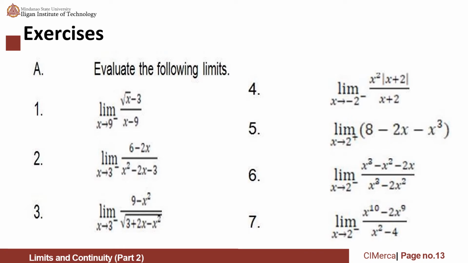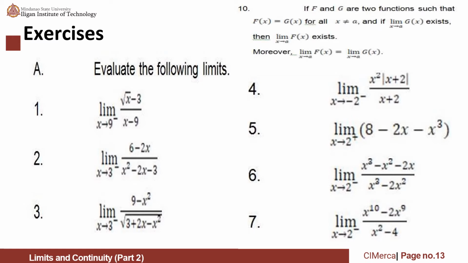In solving these exercises, we use Theorem 10, which says: if f and g are two functions such that f of x equals g of x for all x not equal to a, and if the limit of g of x as x approaches a exists, then the limit of f of x as x approaches a exists. Moreover, the limit of f of x as x approaches a is equal to the limit of g of x as x approaches a.